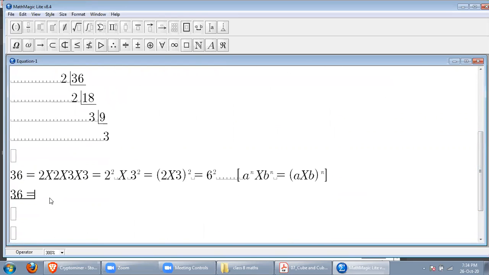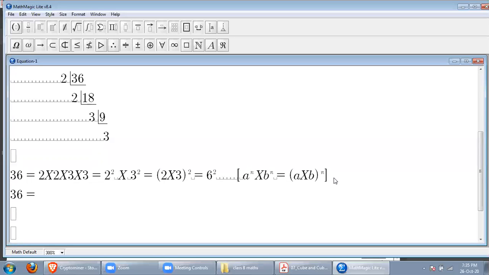Now, by the method of prime factorization, we are expressing a given number as the product of its prime factors. Any number can be expressed as a product of its prime factors.